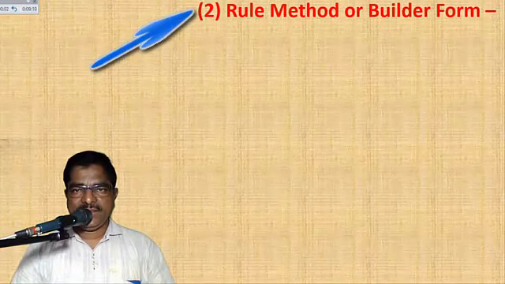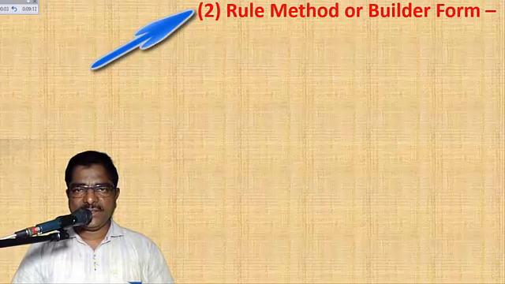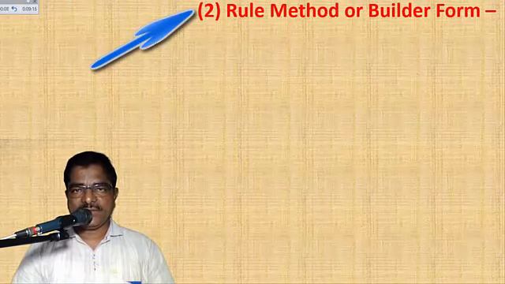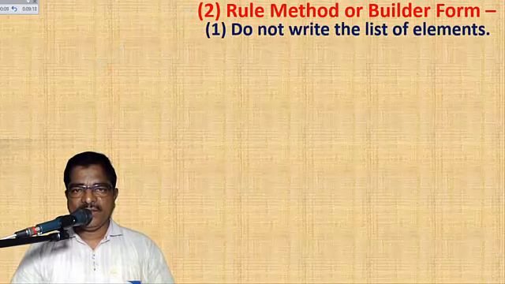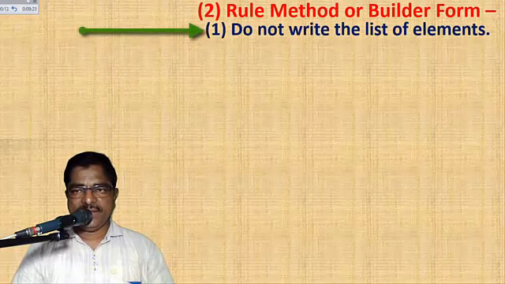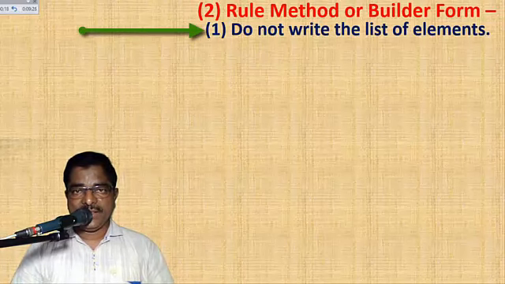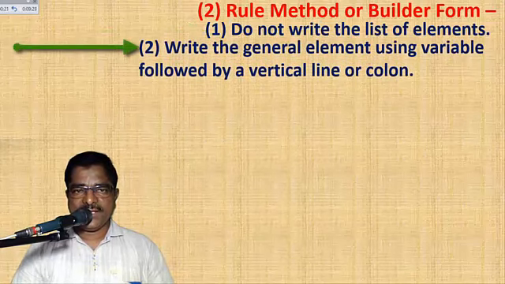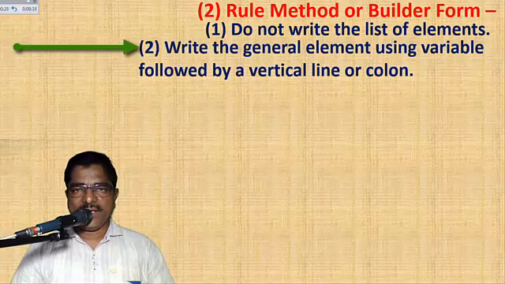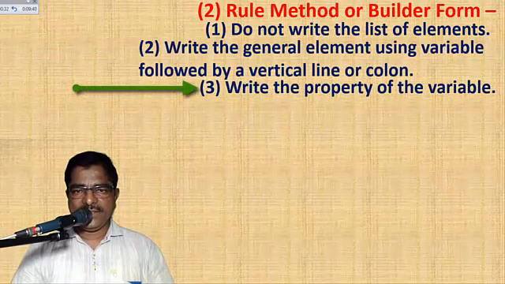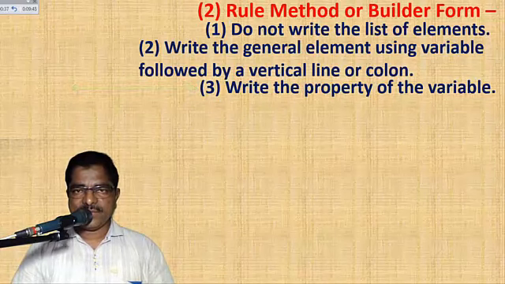Then the second method, rule method or builder method. There are some steps for the rule method. First, do not write the list of the elements. Here we cannot write a list. Then second, write the general element using a variable followed by a vertical line or colon. Third step is to write the property of the variable. These are the steps for the rule method.